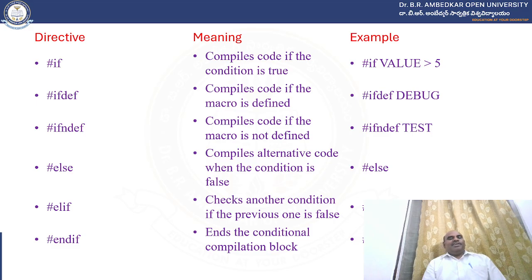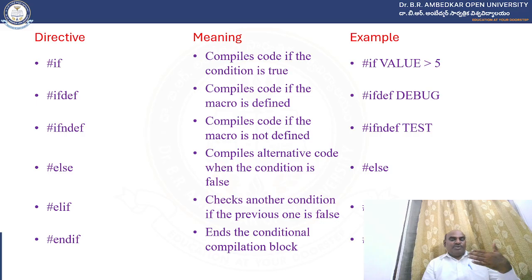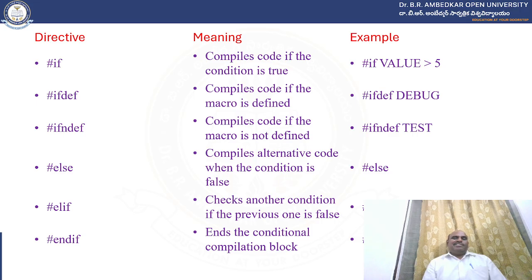So many are there here. The first three I have explained in detail. The fourth one I'm going to explain briefly. See here, #else. What do you mean by #else? It compiles the alternative code when the condition is false. If the condition is true, it is not compiled. If the condition is false, the code is compiled.